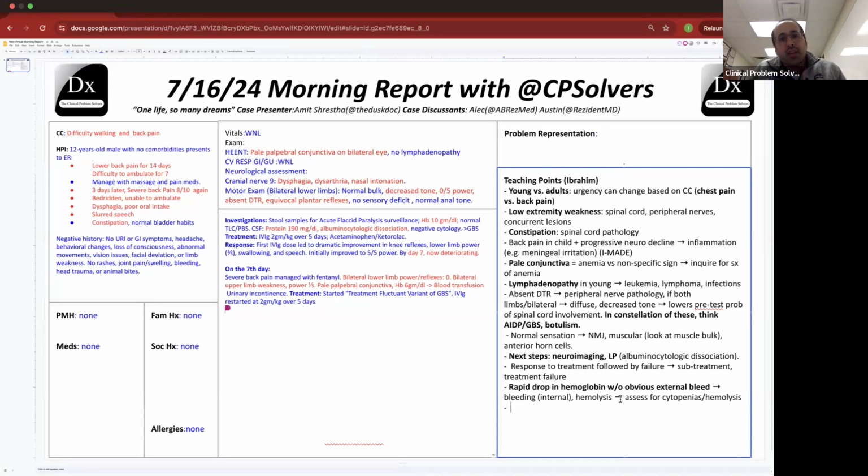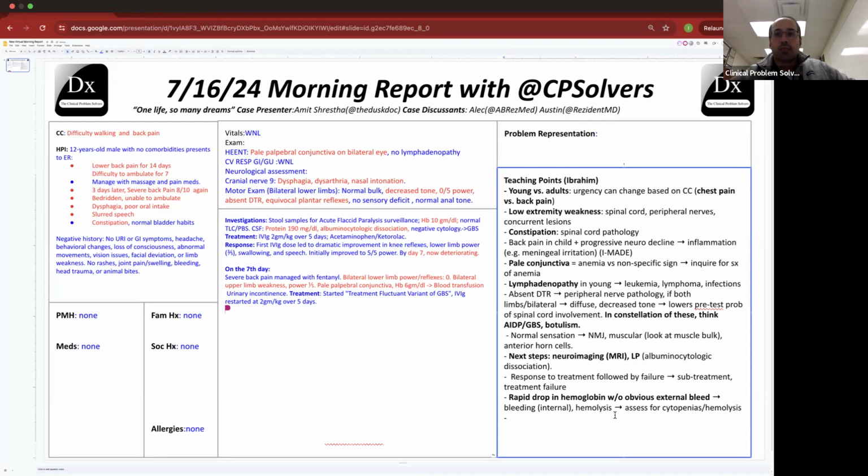But the IVIG in itself, people can have infusion reactions, but this just seems like it's more progression of that initial underlying disease, and things have just gotten worse. So as far as what to do next, probably MRI of the spine for sure. And then definitely working up this anemia a little bit further, looking for any signs or symptoms of bleeding. And then really thinking more about, in a young person like this, what could change all of a sudden.